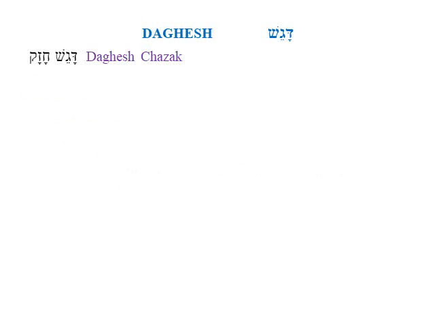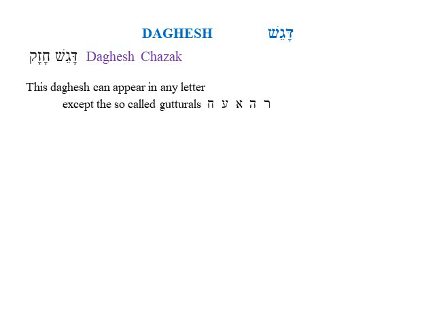Let's go take a look now at the Daghesh Chazak, the strong Daghesh. This Daghesh can appear in any letter except for the so-called guttural letters, the R, H, the silent letter, another silent letter, and the Ch. It may also show up in the Beged Kefet letters, but it will show up as a different kind of Daghesh, as a Daghesh Chazak, as we will see.